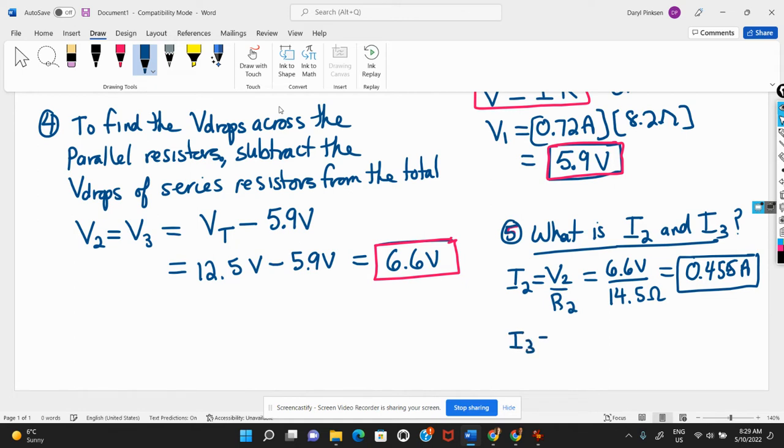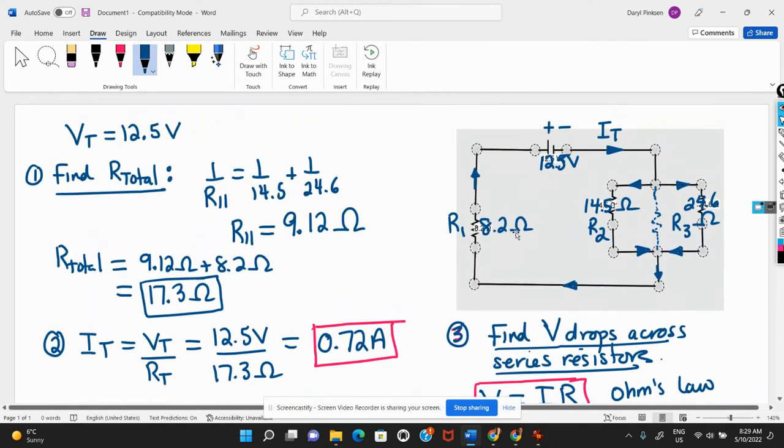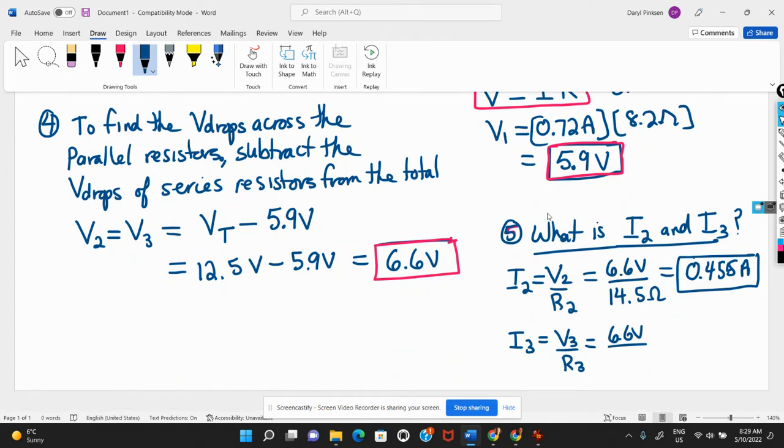And then I3 is going to be V3 over R3. The V3 was also 6.6 volts, but the resistance here now is 24.6 ohms. So that's going to be 6.6 divided by 24.6, which is 0.268. So 0.268 amps. And let's go back and check the simulation and see if that's actually the case.